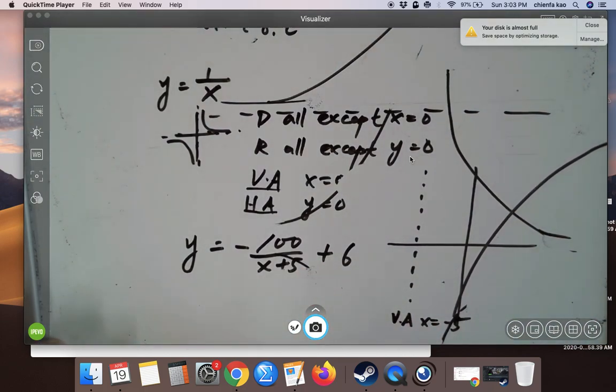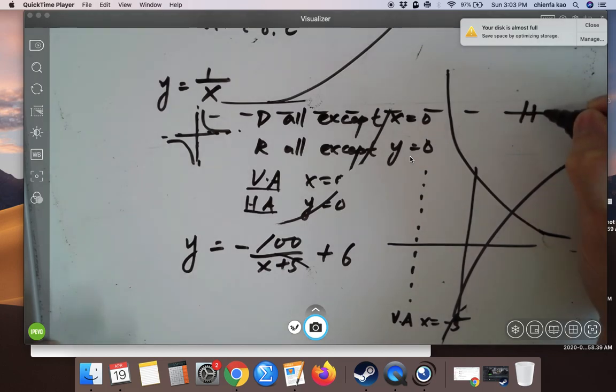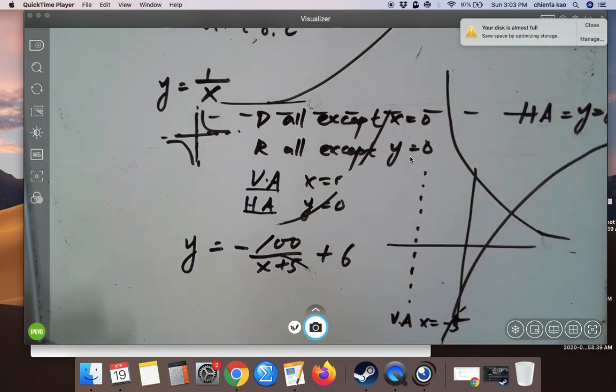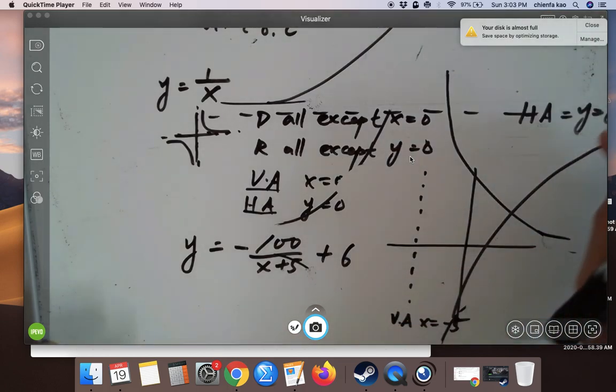So let's take a look. The horizontal asymptote equals y equals 6. Domain is all except -5. Range is all except 6.